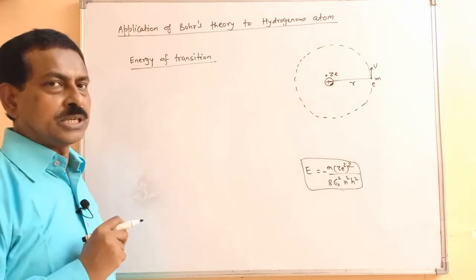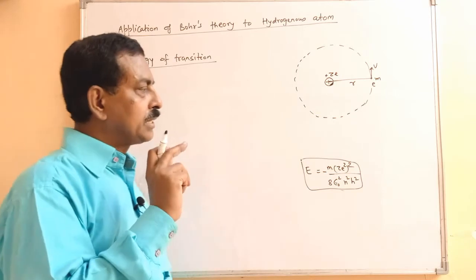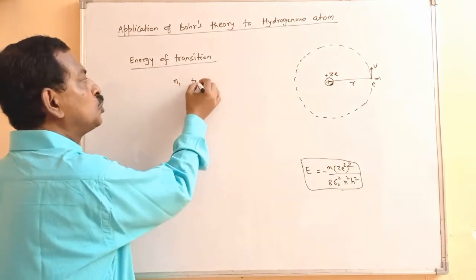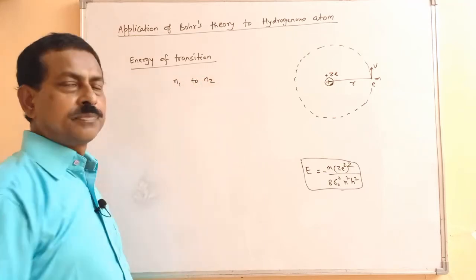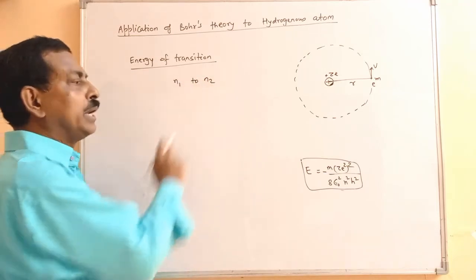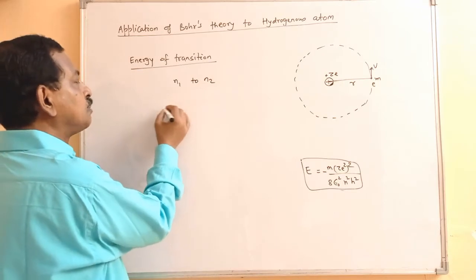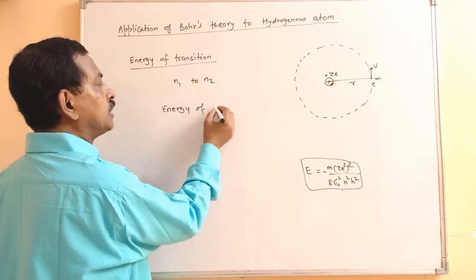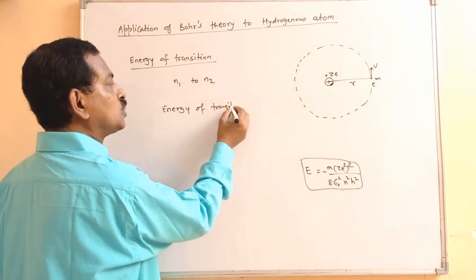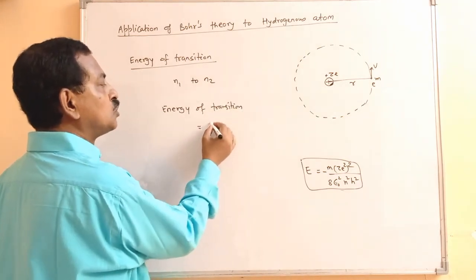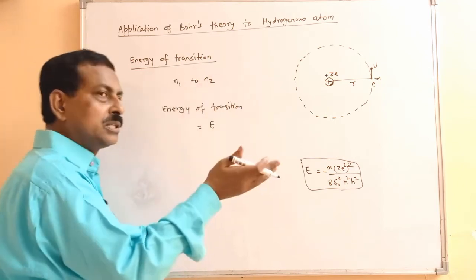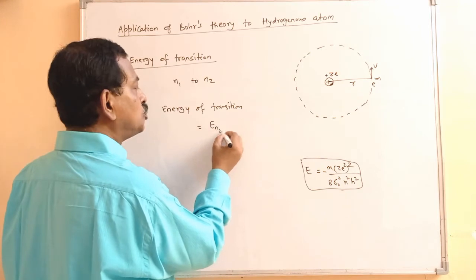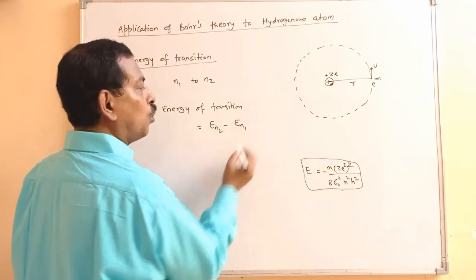Let's take the energy of transition. That means we are taking that the electron is making a transition from the N1 orbit to the N2 orbit. So the energy of transition will be the difference of the energy. So it will be the energy in the final orbit minus the energy of the initial orbit. So it is E n2 minus E n1.